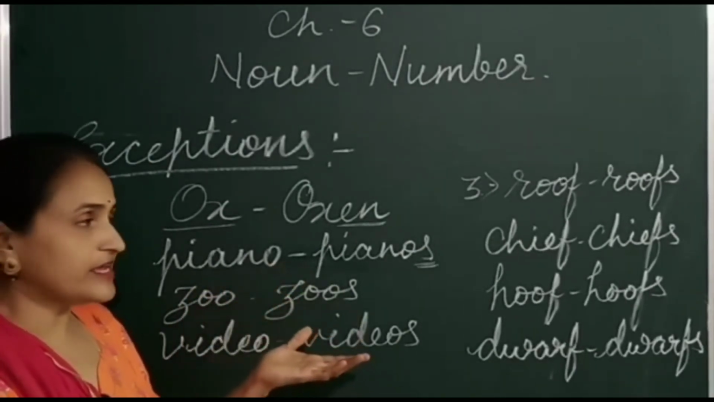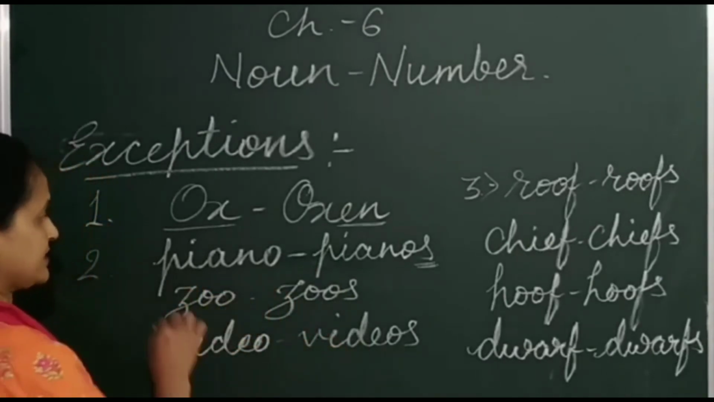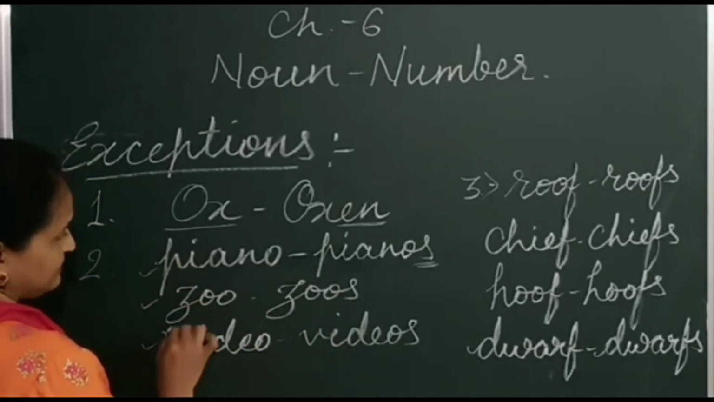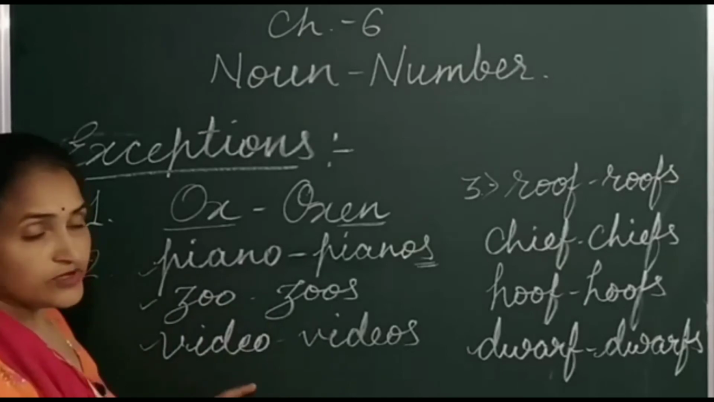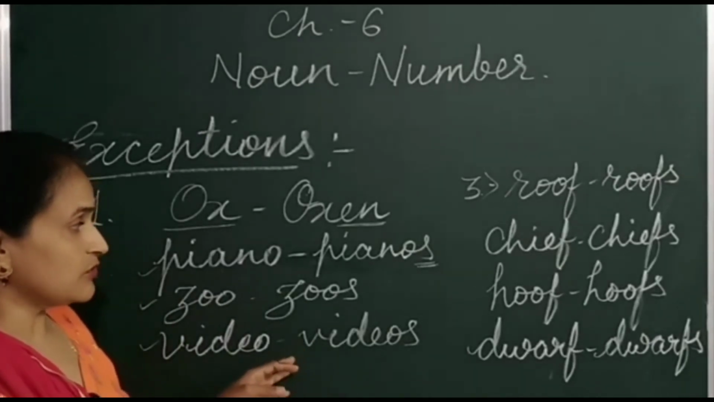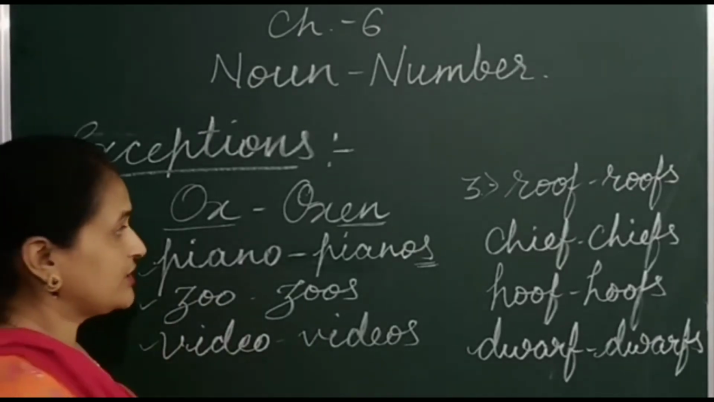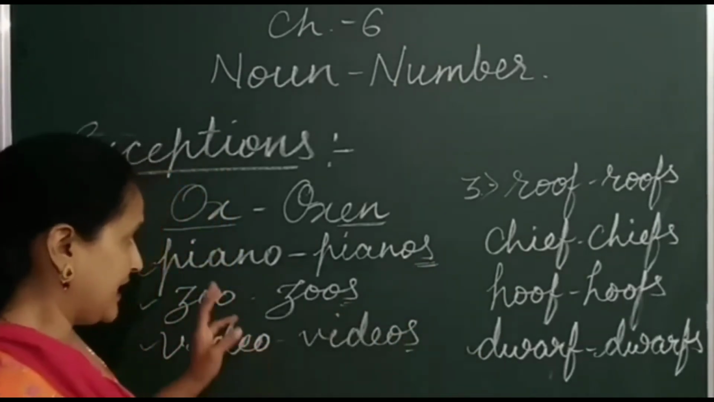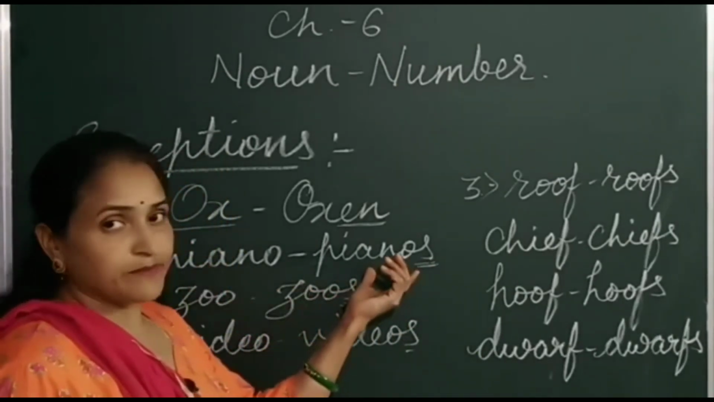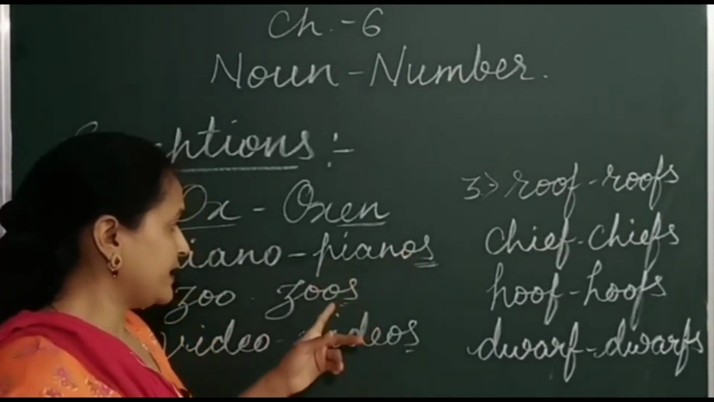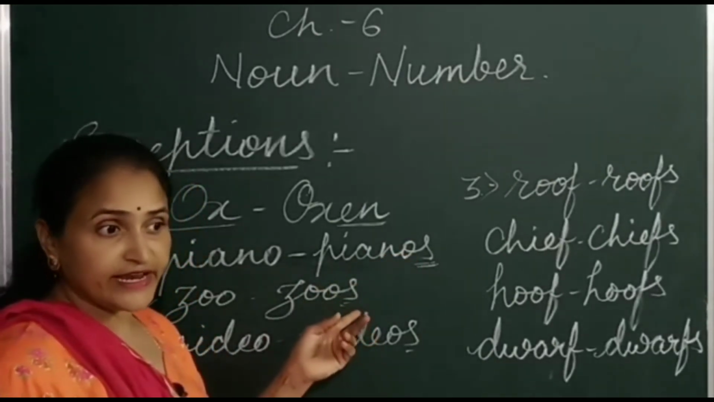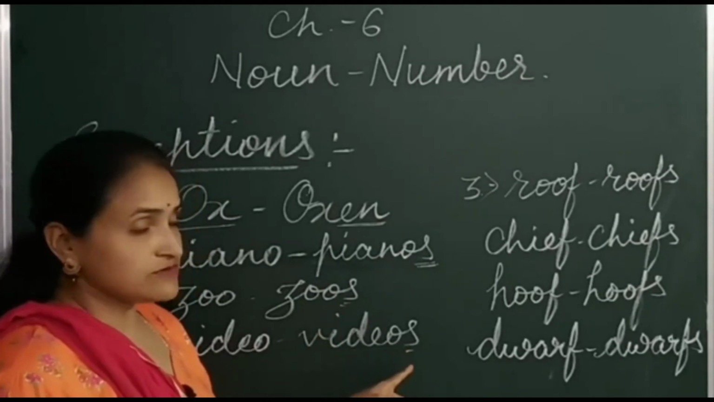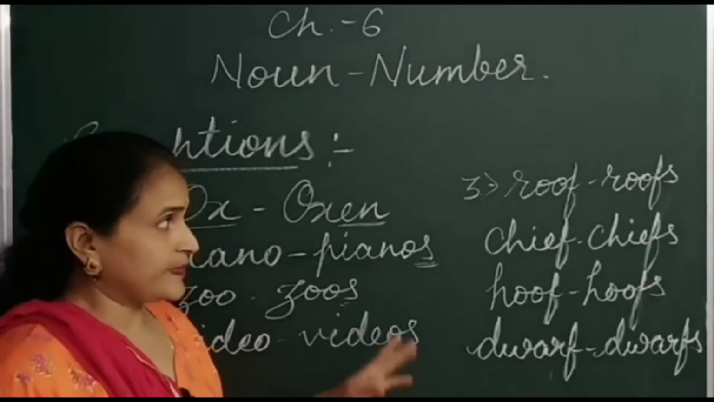Next, if the noun ends with o, in general, we add es. But these three nouns, that is piano, zoo, video, do not follow this rule. So to make their plural, we add only s to the words. Like this piano, it will become pianos, only s we will add. Zoo, we will add only s. Videos, we will add only s.